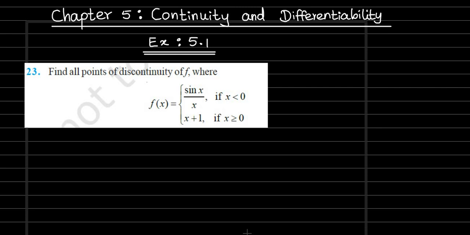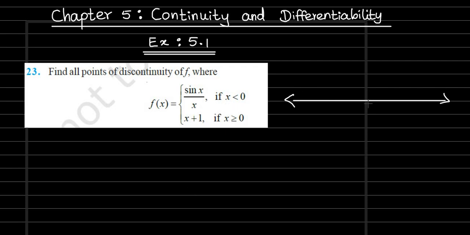Find all points of discontinuity of f, where f of x equals sin x by x if x is less than 0, and x plus 1 if x is greater than or equal to 0. Here they are asking us to check the discontinuity of f of x throughout the real line. Here f of x has two different functions, so throughout the real line we don't have a single function. Using the if condition, we have to break the real line. Let's do it and see how many cases we need here to check the continuity.